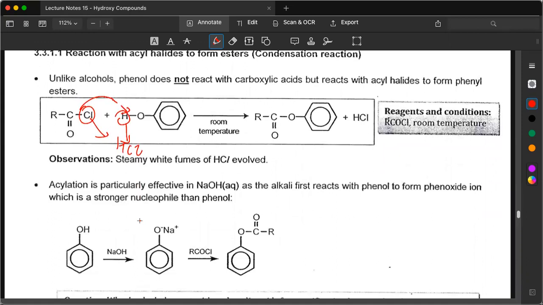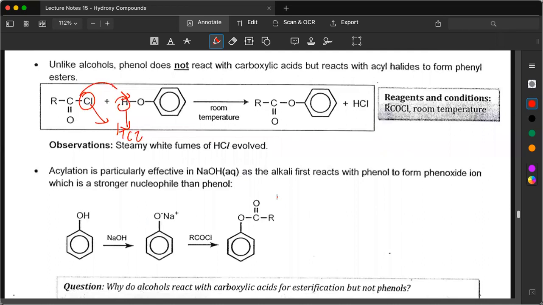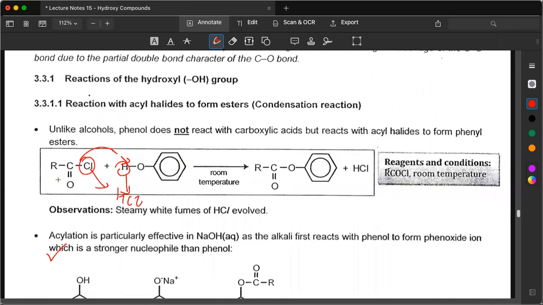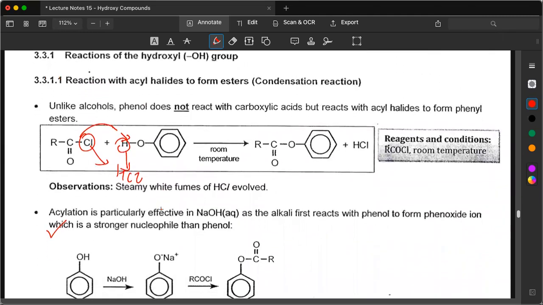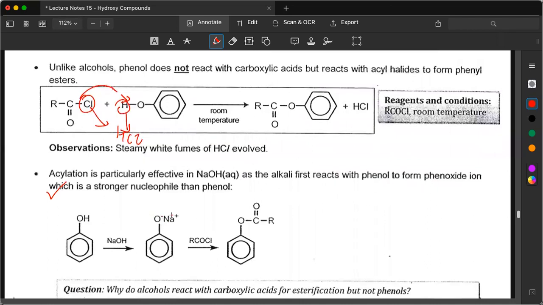Acylation is effective in NaOH, as the alkaline will first react with phenol to form the phenoxide ion. So there's a reason why if you add sodium hydroxide, the acylation will be more effective.